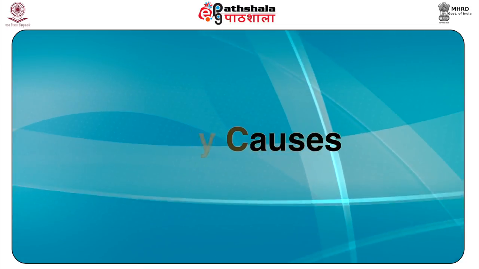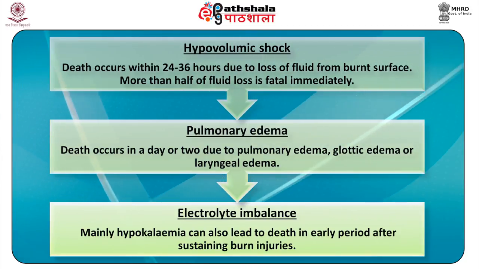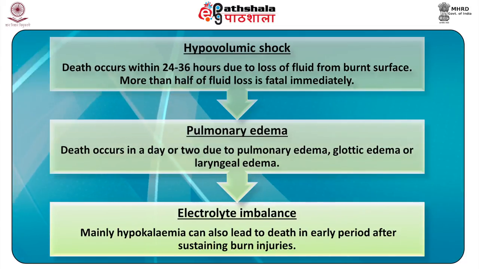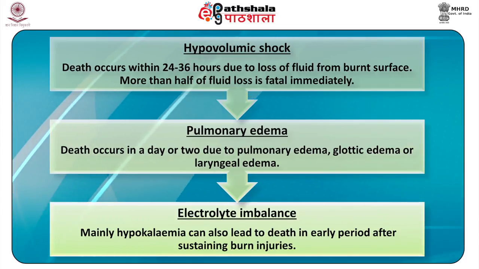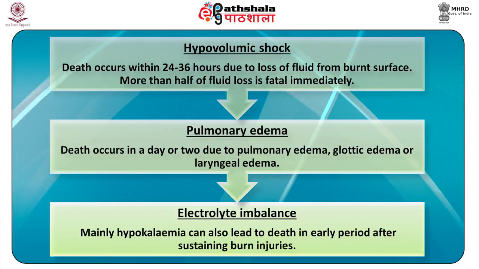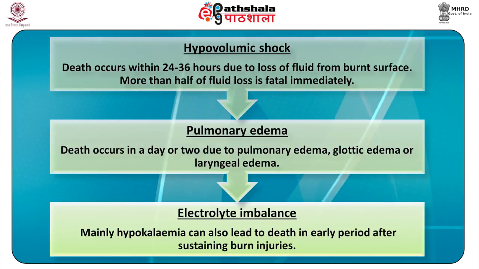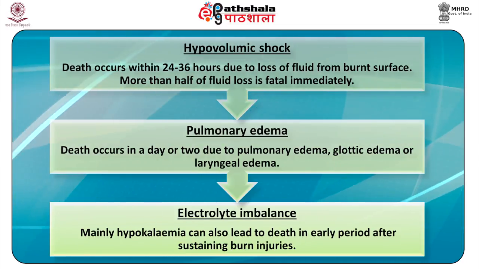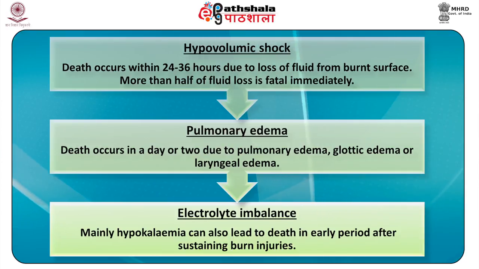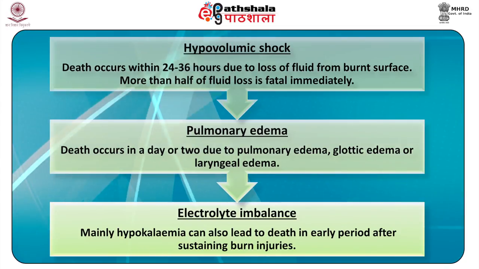Coming on to the early causes of death, they are further divided into three: hypovolemic shock, pulmonary edema, and electrolyte imbalance. In hypovolemic shock, the death occurs within 24 to 36 hours due to loss of fluid from the burned surface, and more than half of the fluid loss is fatal immediately. The second is pulmonary edema. Death occurs in a day or two due to pulmonary edema, glottic edema or laryngeal edema, all the various internal neck structures. Then electrolyte imbalance. There occurs mainly hypokalemia, that is the lesser level of potassium ions, and this leads to death in the early period after sustaining the burn injuries.